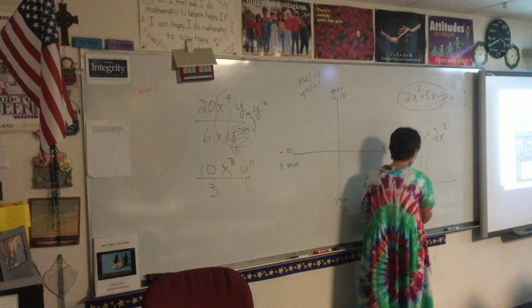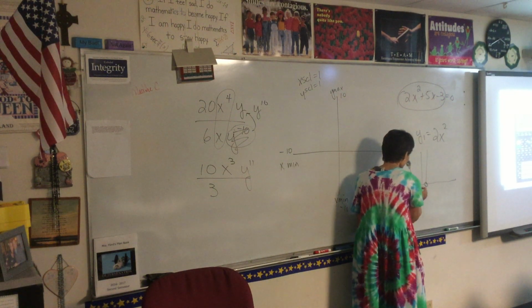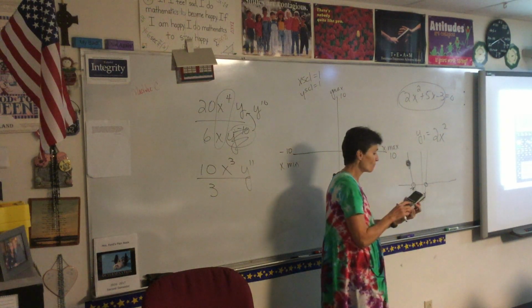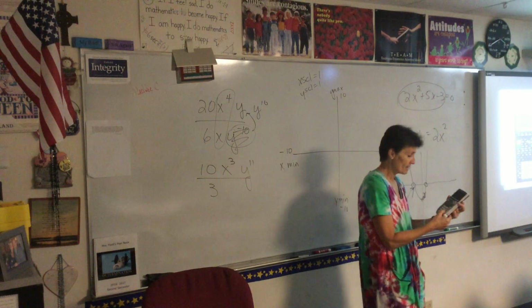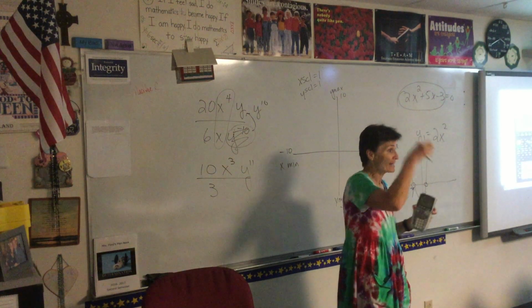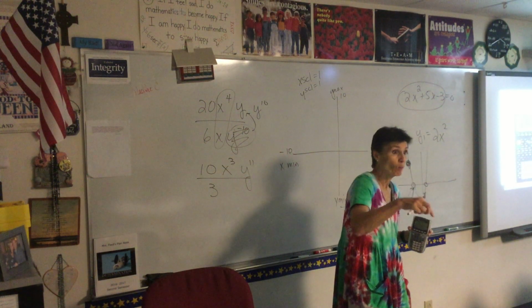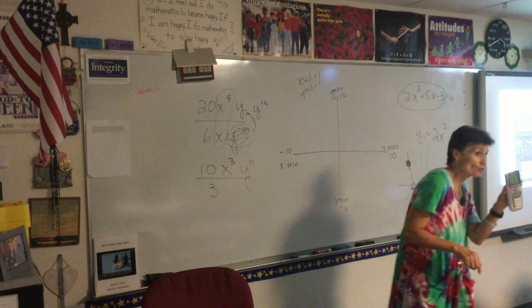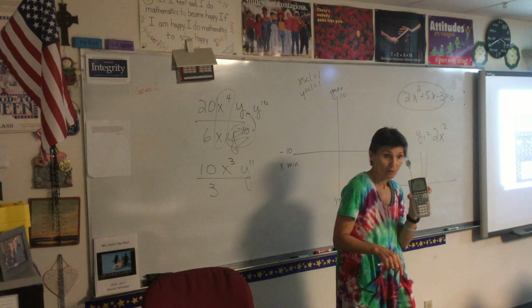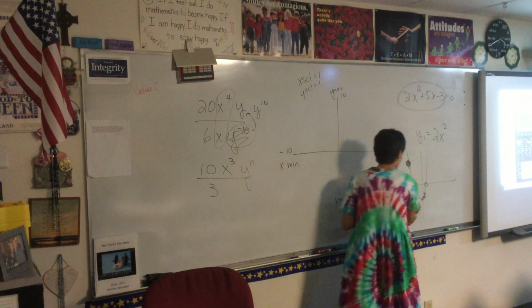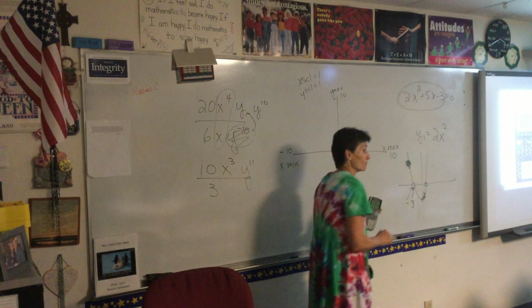Now, move the cursor and get it as close to this point as you can. You probably aren't going to get right on it, and that's okay. Get as close as you can and press enter. And it will tell you what that point is. What does it say on your screen? -3, 0. So this is -3.